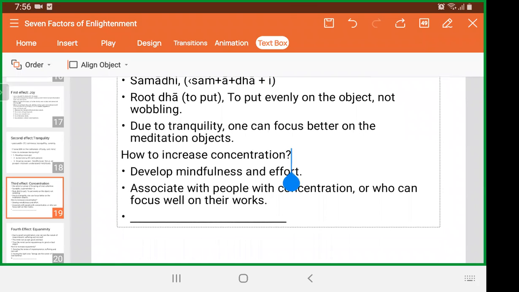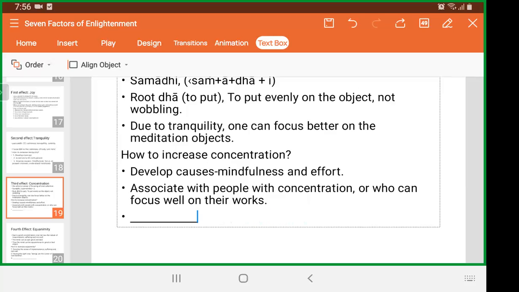Now, how to increase concentration? You can develop all the factors like mindfulness, like just now we were talking about many types of factors. Mindfulness, effort, and then the Dhamma Vijaya, and so on. And you associate with people with concentration and those who can focus well on their work. It's because when you see them having concentration, you will also be interested to follow their behavior, right?